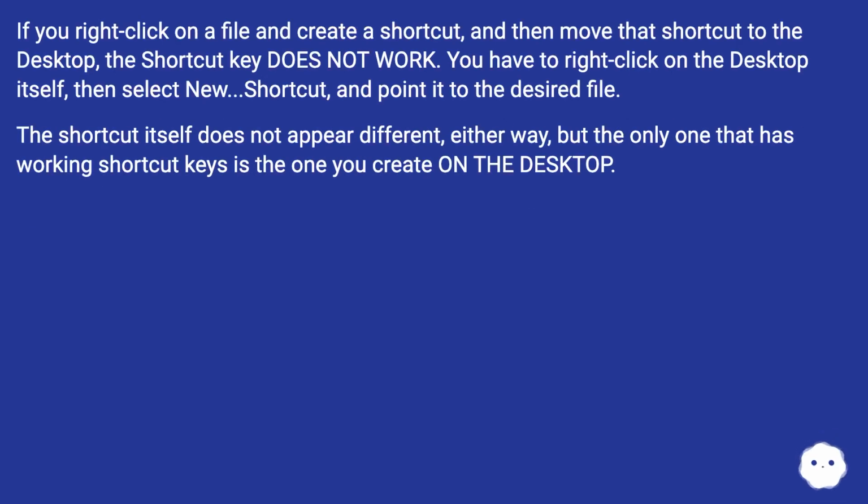If you right-click on a file and create a shortcut, and then move that shortcut to the desktop, the shortcut key does not work. You have to right-click on the desktop itself, then select New, Shortcut, and point it to the desired file. The shortcut itself does not appear different either way, but the only one that has working shortcut keys is the one you create on the desktop.